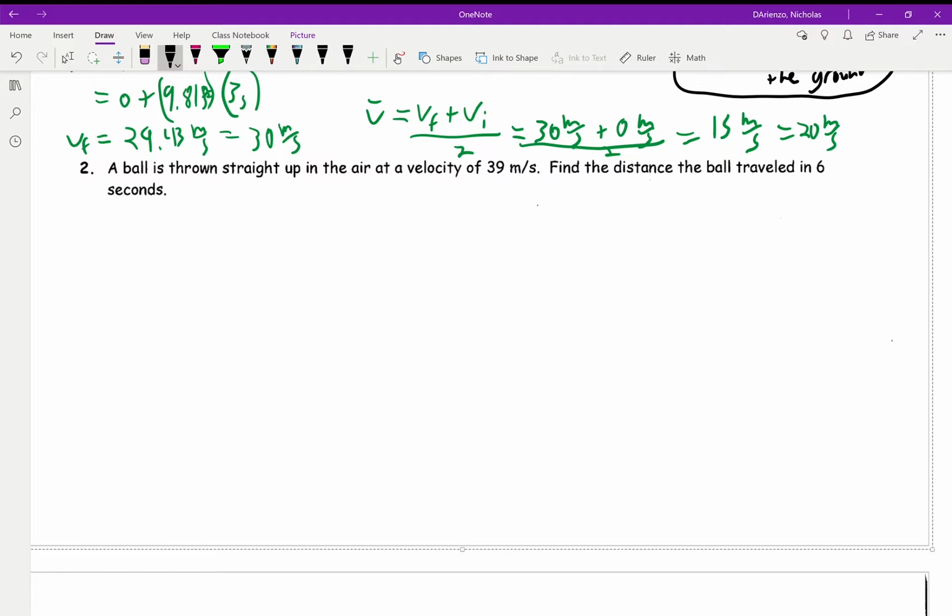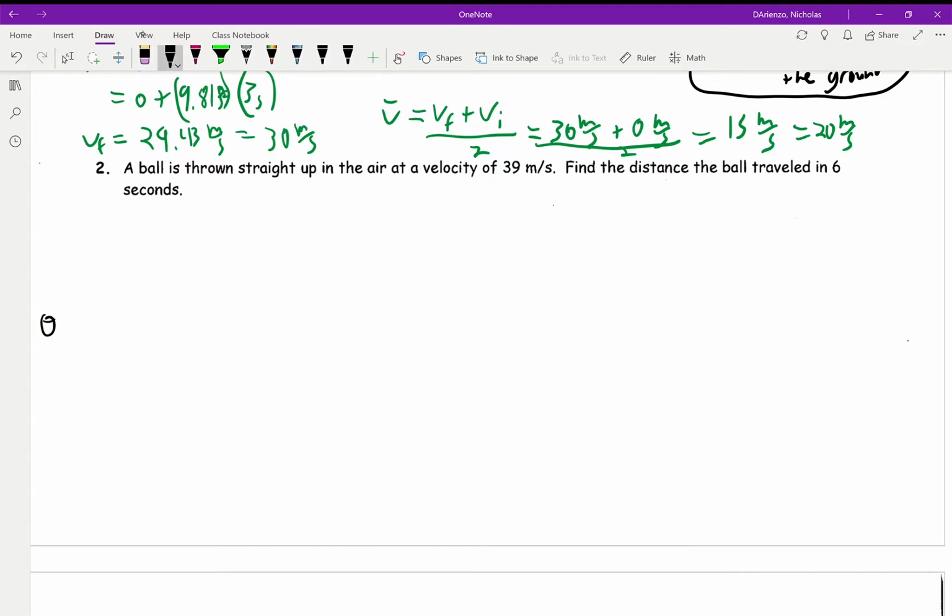So we have this ball, and the ball is going to travel upwards with a velocity of 39 meters per second. Now we know the initial velocity is equal to 39 meters per second. We know acceleration is equal to 9.81 meters per second squared. And our time that this ball is going to travel is 6 seconds.